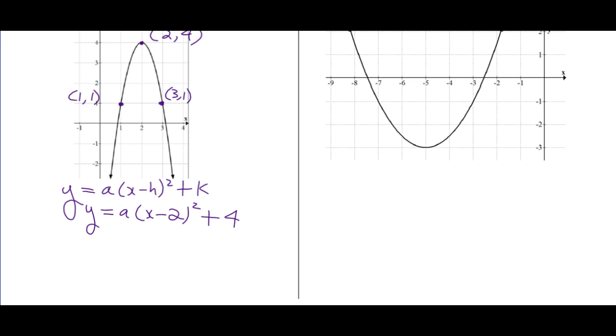We then say, okay, that's part of the puzzle. Let's put in this 3 and 1. So y is 1 when x is 3. Okay, so we found the vertex, we put in the values of h and k. Now we found the nice point. The nice point is x equals 3, y equals 1. We're now going to solve for a.